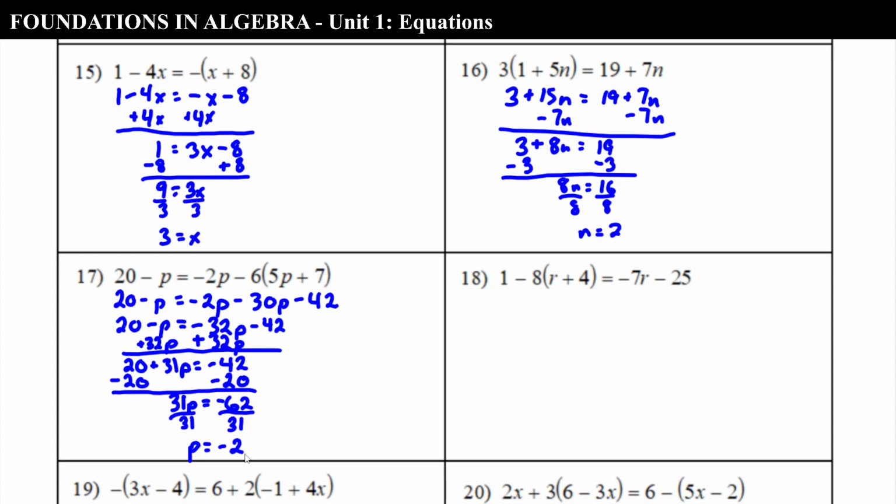All right, so you kind of see the number of steps that we're having to do is starting to increase a little bit when we have to do more with the equation. Let's look at number 18. 1 is by itself. We got to distribute the negative 8. So we get negative 8r minus 32. The other side remains the same. Combine our like terms, that being negative 32 and 1. So that's going to give us negative 31.